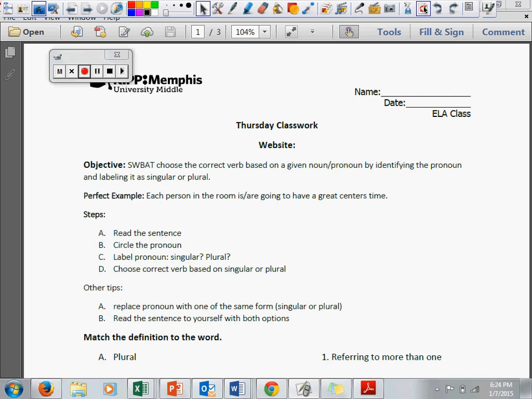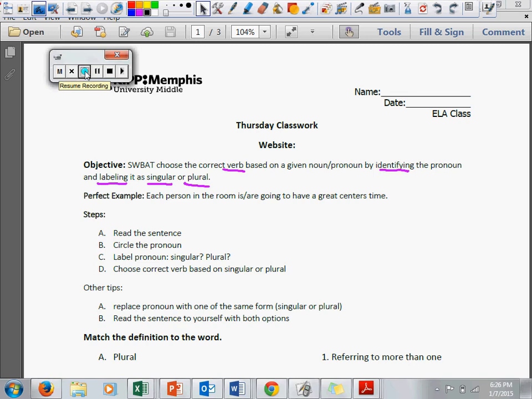So students will be able to choose the correct verb based on a given noun/pronoun by identifying the pronoun and labeling it as singular or plural. Take about 15 seconds right now and underline any important words that you see in there. When you come back, when you hit play back on the video, it'll have some underlined.